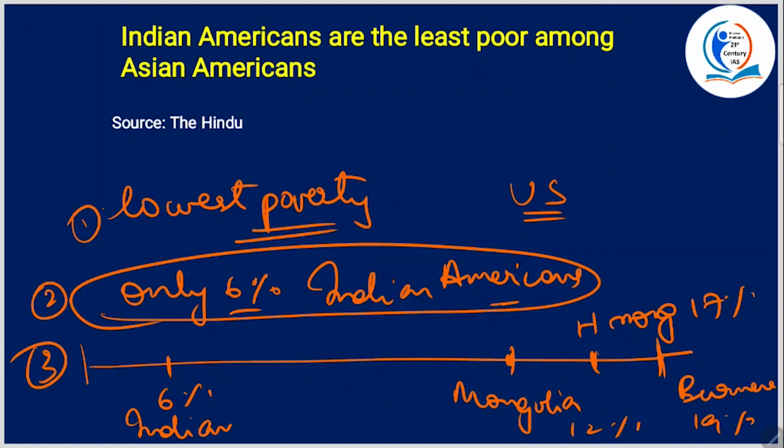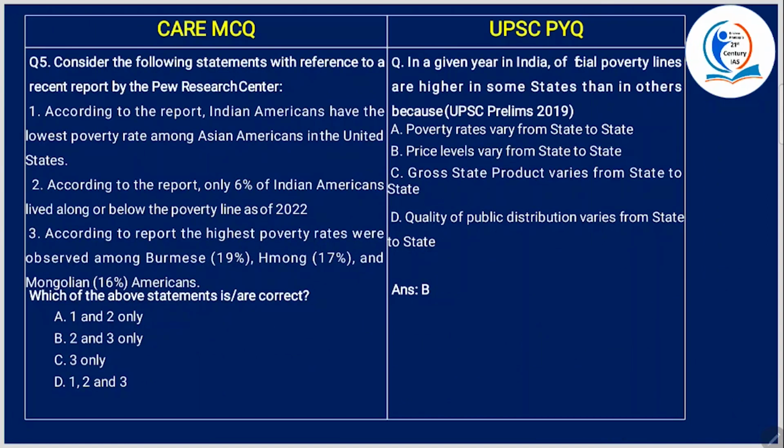Not for Indian Americans, about Indian Americans. Consider the following statements with reference to a recent report by Pew Research Center. According to the report, Indian Americans have the lowest poverty rate among Asian Americans in the United States. This is correct, right? According to the report, only 6% of Indian Americans lived at or below the poverty line as of 2022. Right, this is also correct.